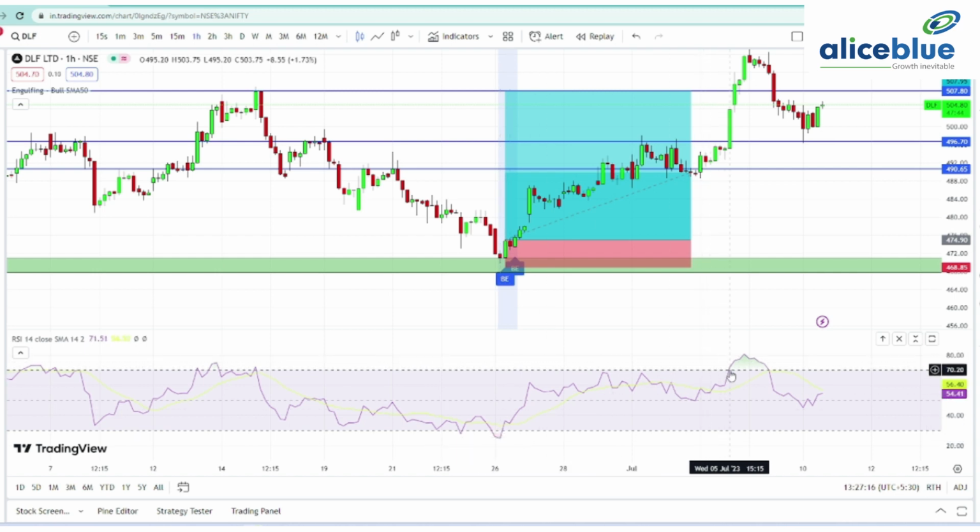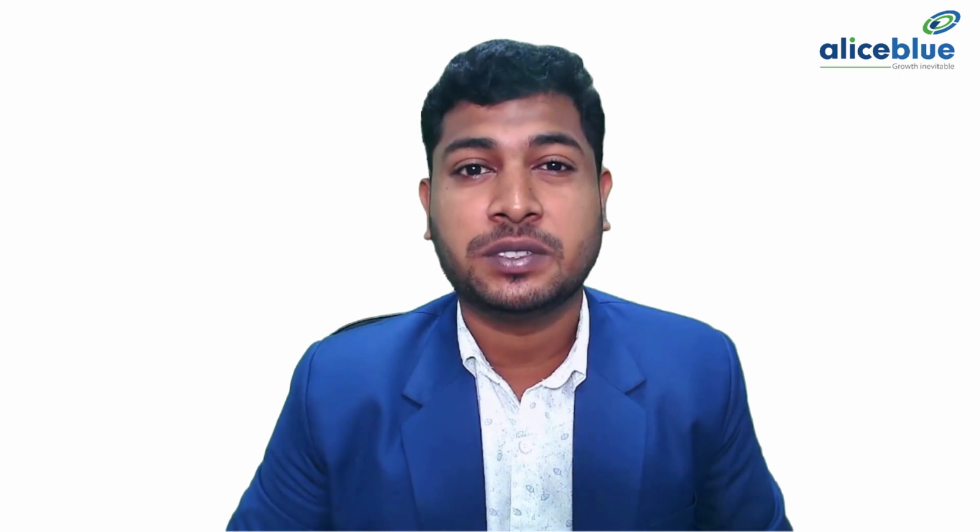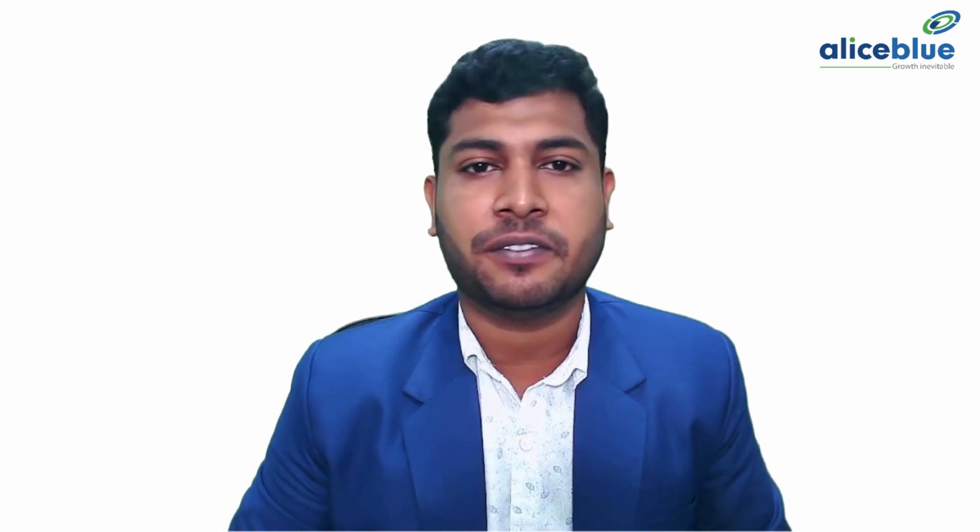Here you can see, once our target is achieved, the RSI is trading above 70. The 70 is the overbought area. After the 70 level, again we can expect a massive reversal from that level. This is how we can use the bullish engulfing candlestick pattern as a confirmation candlestick pattern with the help of RSI. We hope you all understand the bullish engulfing candlestick pattern, its price action, and how we can use this pattern in our trading system very effectively.